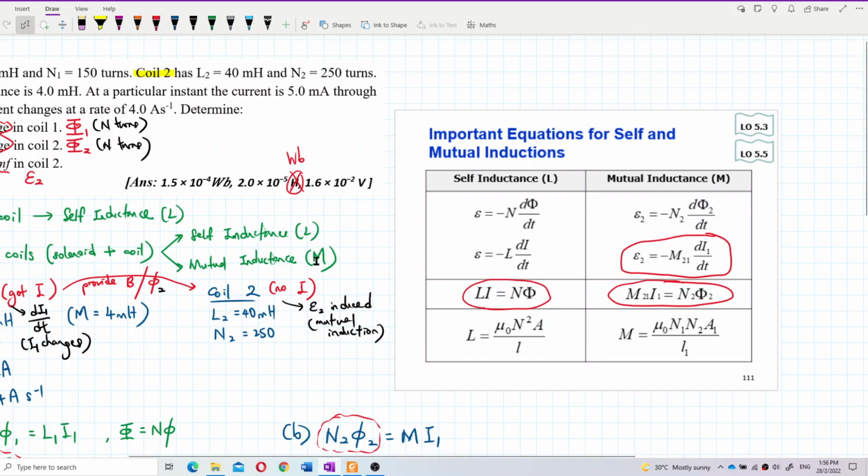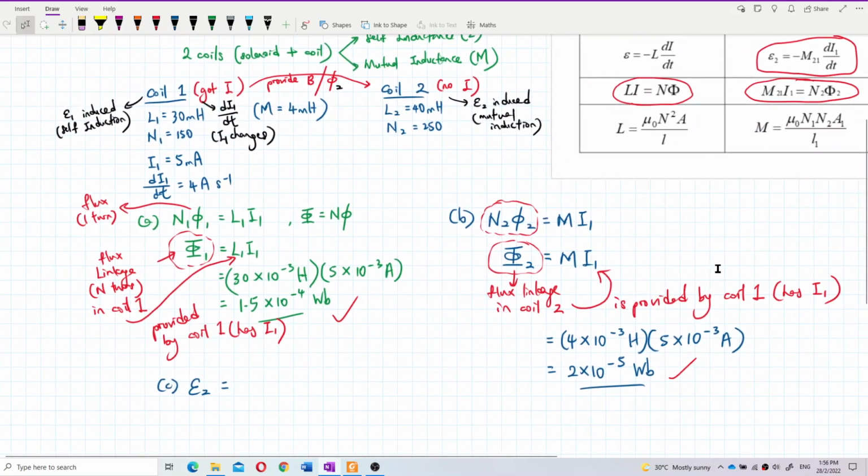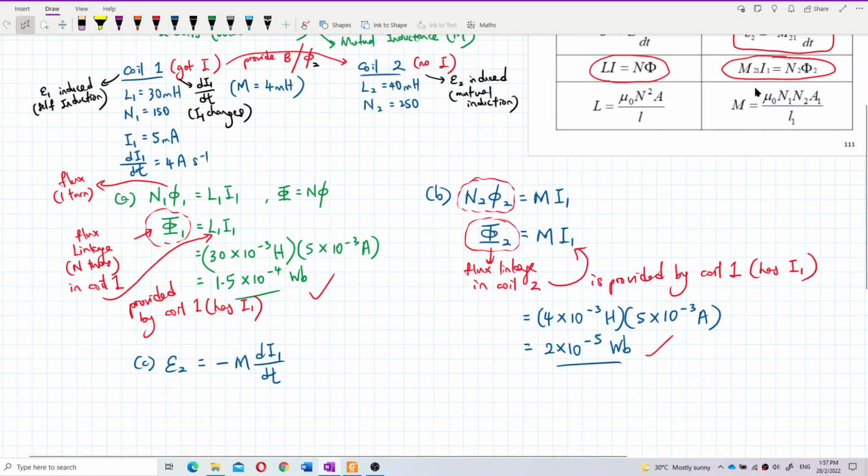Okay, understand this one? EMF is induced in coil 2 because there is a change of current happening in coil 1. Understand? Okay, so let's do it. EMF 2 is equal to, use this formula, E2 equals negative M di1 over dt. What does it mean by this one?